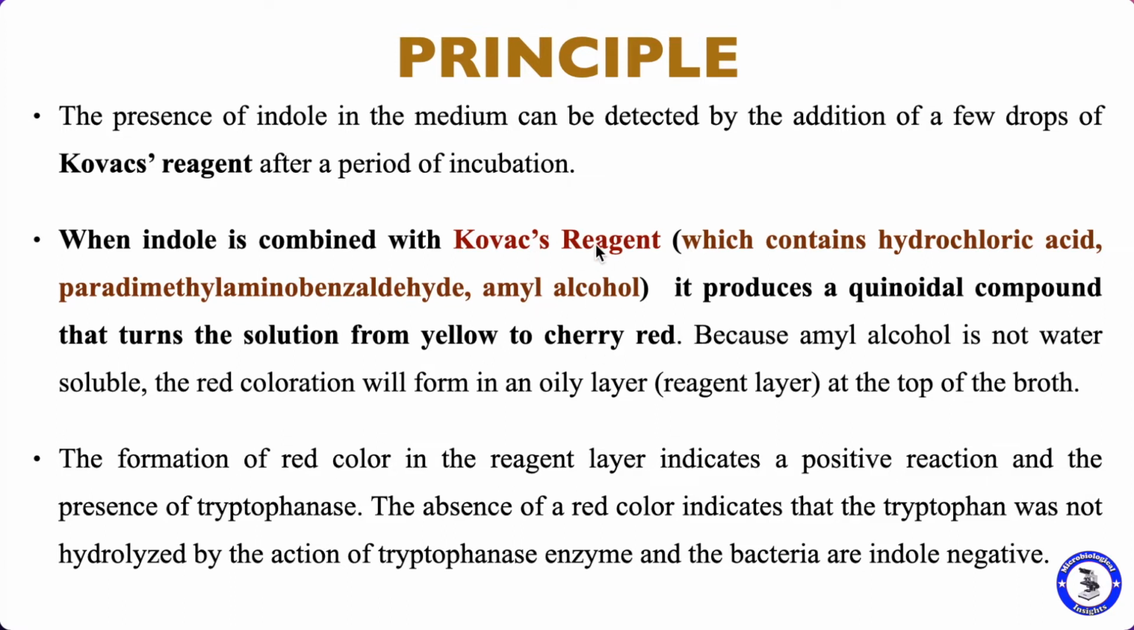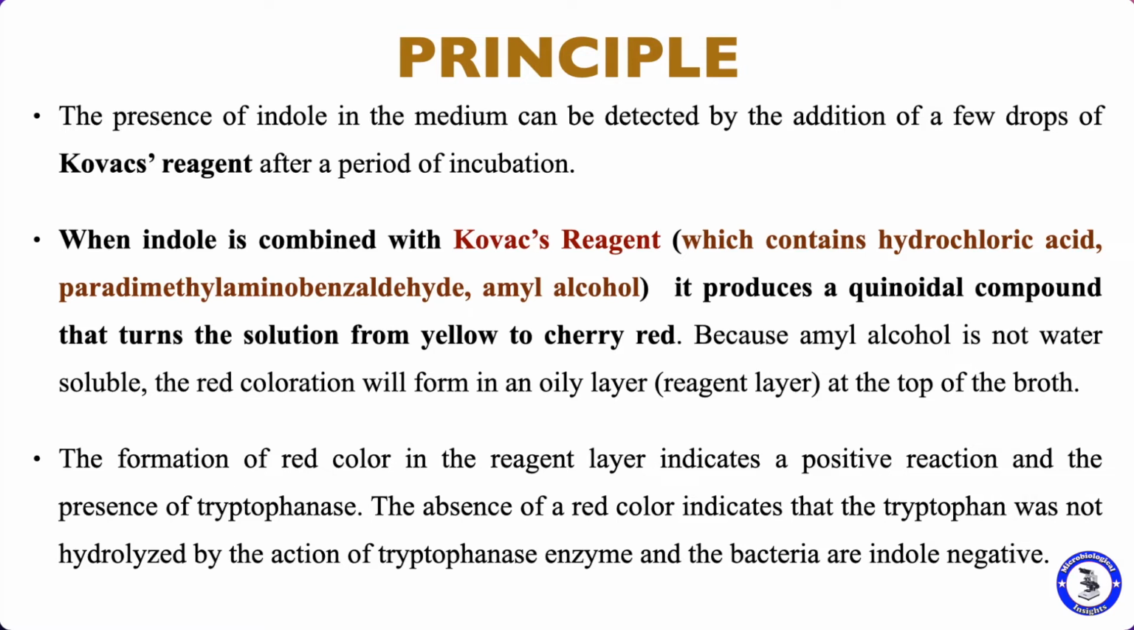And the Kovac's reagent contains amyl alcohol. This amyl alcohol is insoluble in water. The red color formed after the addition of Kovac's reagent will form an oily layer at the top of the broth. So you can see the red coloration at the top of the broth. If the red color is formed after the addition of Kovac's reagent, it means it is positive for the indole production test.